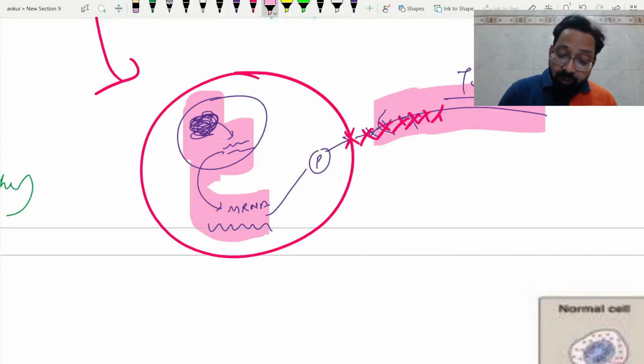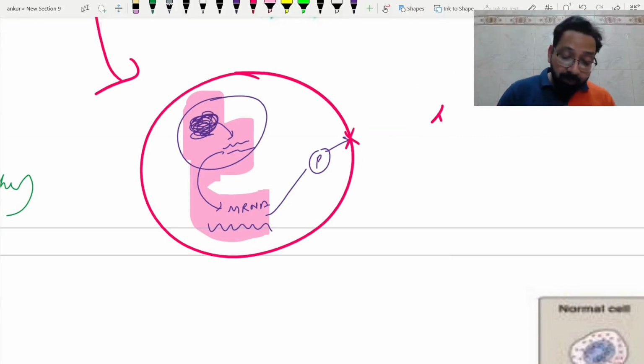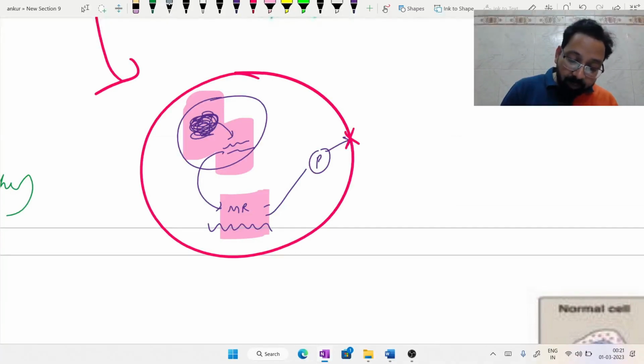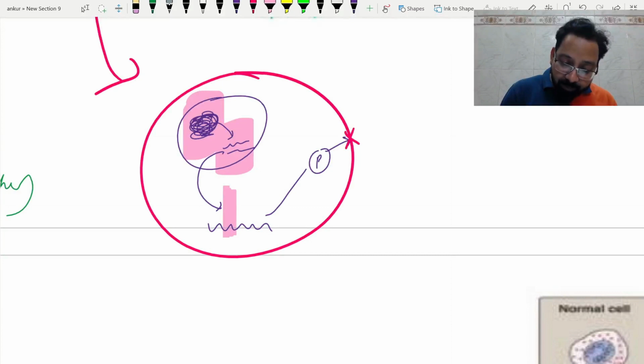Meanwhile, this toxic stimulus is gone. Now, is there any need of protein? When this toxic stimulus is gone, I don't want to synthesize protein from this messenger RNA. But yes, who will stop this messenger RNA? Yes, that is silencing RNA.